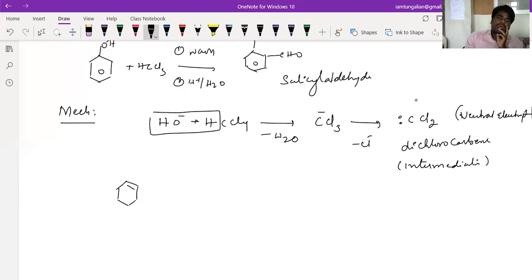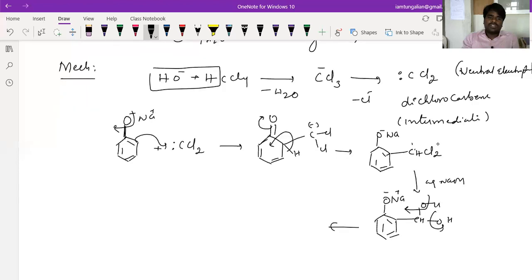Mechanism: see, this base, beta, causes elimination, leading to the formation of CCl3 minus. On removal of chloride, the dichlorocarbene will form. So the dichlorocarbene is the intermediate, a reactive species. This is an electron-deficient neutral electrophile, beta. So what is this? A neutral electrophile. Electrophile means what, beta? This will attack your sodium phenoxide, beta. So this bond goes and this bond goes. So we get this.